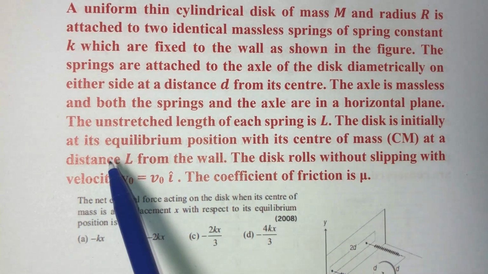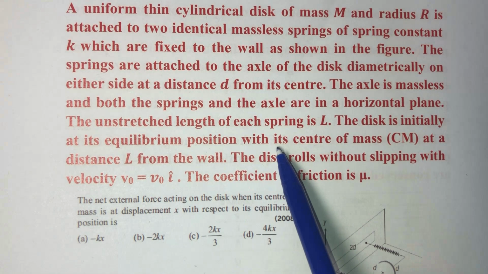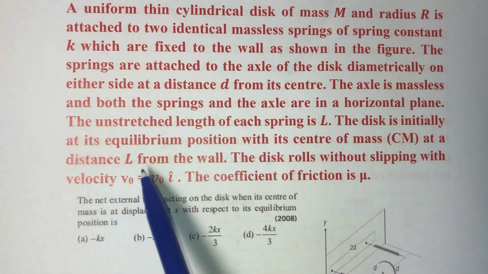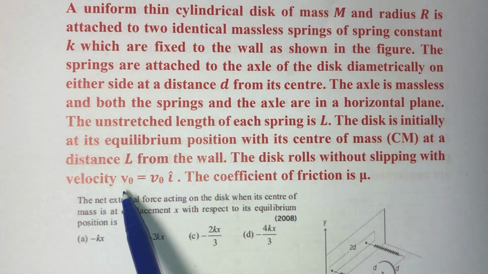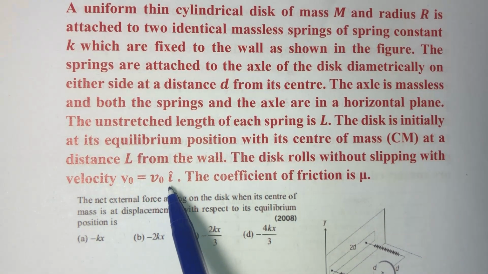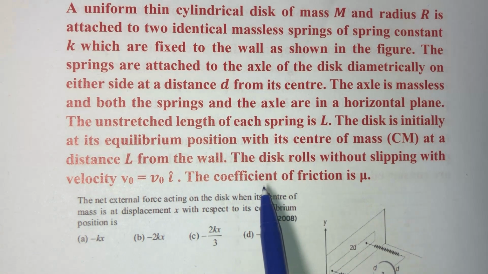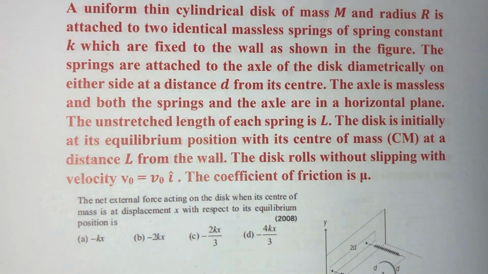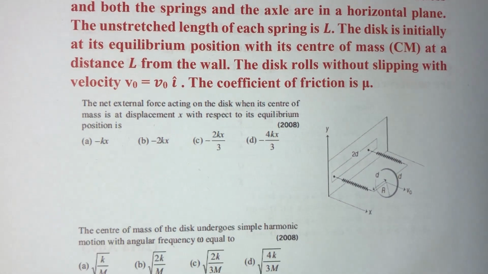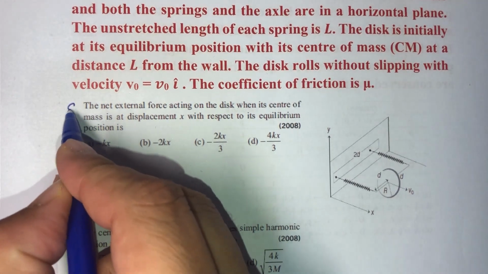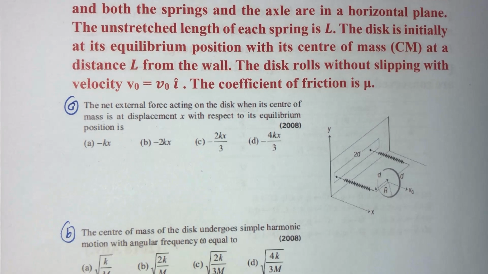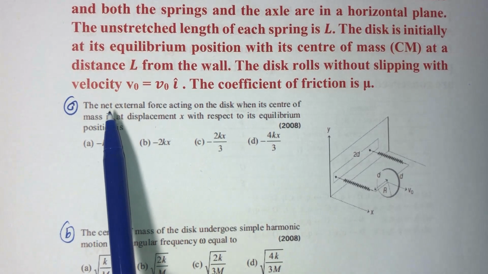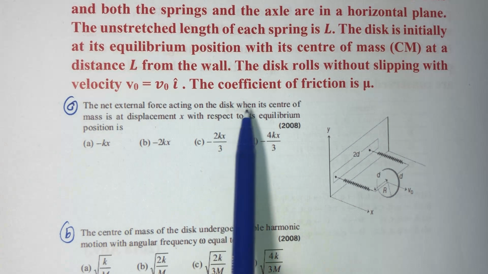The disc is initially at its equilibrium position with its center of mass at distance L from the wall. The disc rolls without slipping with the velocity v0, which is given as v0 in i, it means in x direction. The coefficient of friction is mu. So we have these four questions that are based on this particular problem.